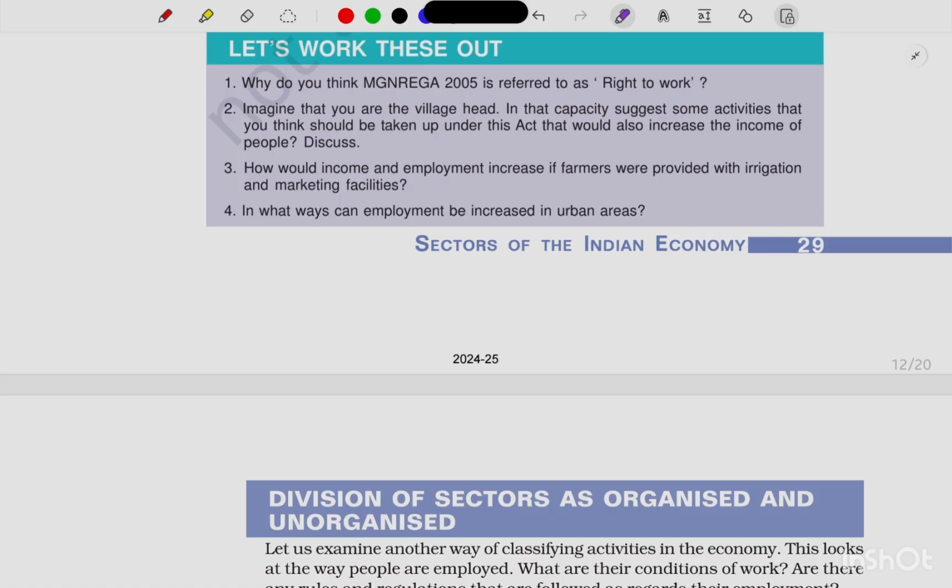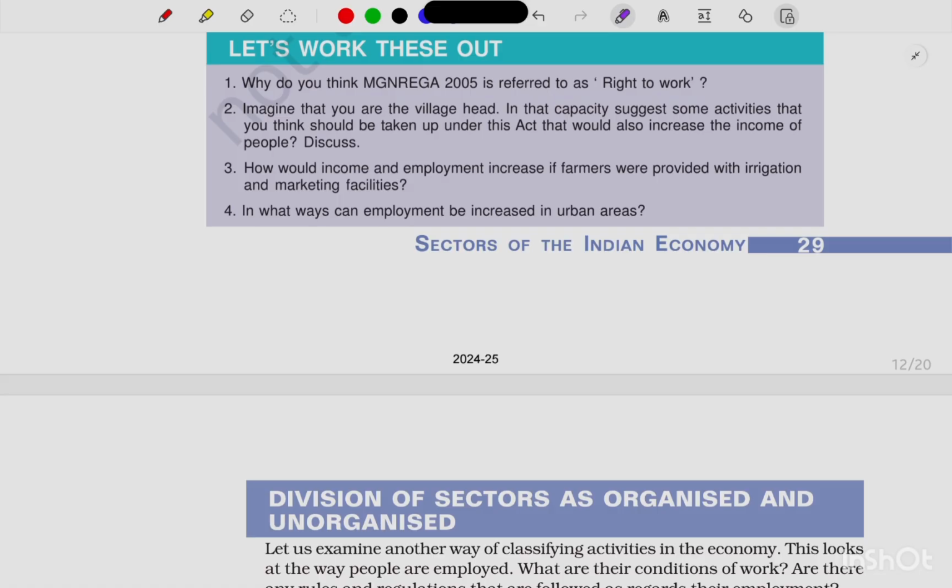Now imagine that you are a village head. In that capacity, suggest some activities that you think should be taken up under this act that would also increase the income of people. Discuss. This is a create level question. That's a very good question actually. So let's try to answer that.